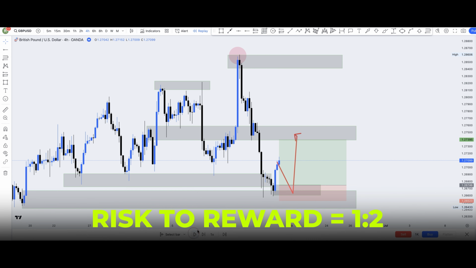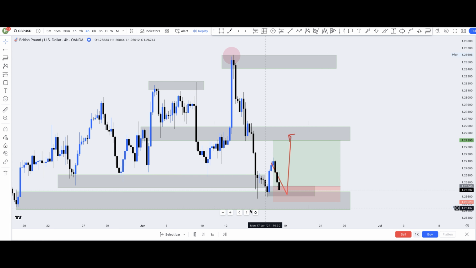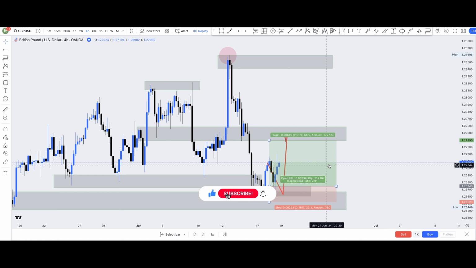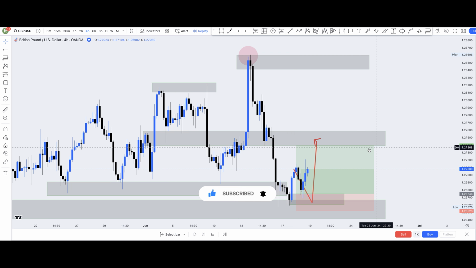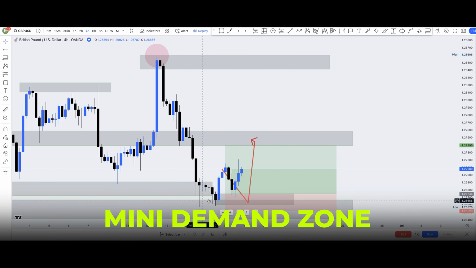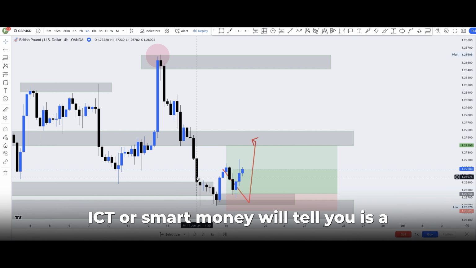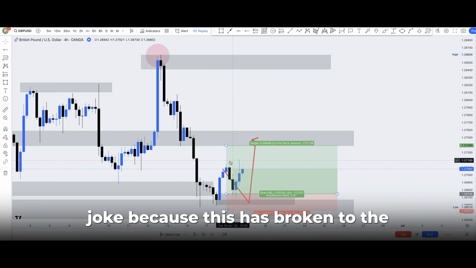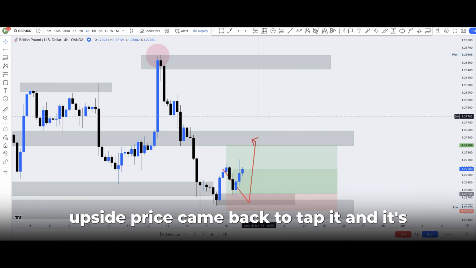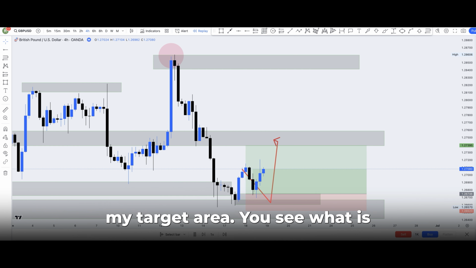All right, so let's see how price reacted to our zone. You see price came back to where we were talking about. You see we had a pullback. I always say when you are buying you need selling, when you are selling you need buying. That is the same thing that happens in this market. So you see that price came back into the mini demand zone we drew here at this point, which those who trade SMC or ICT or smart money will tell you is a choch, because this has broken to the upside. Price came back to tap it and it's now moving nicely into my target area.